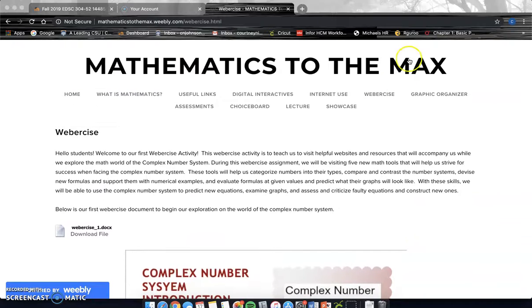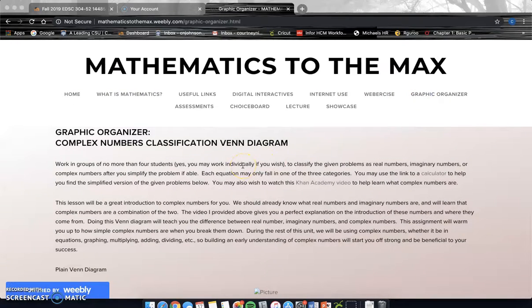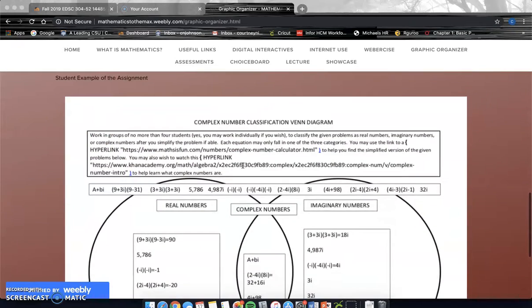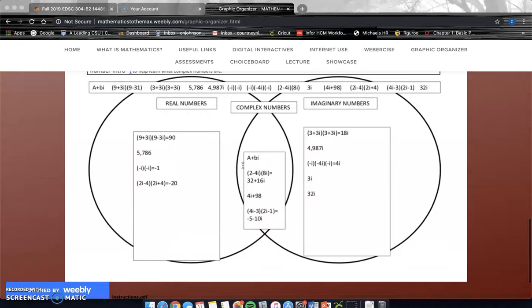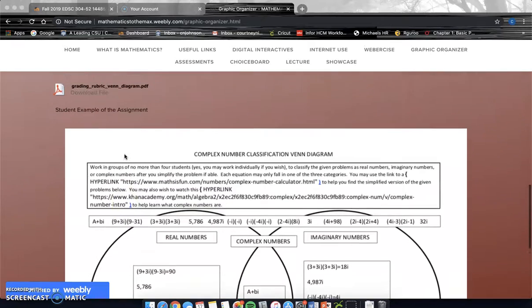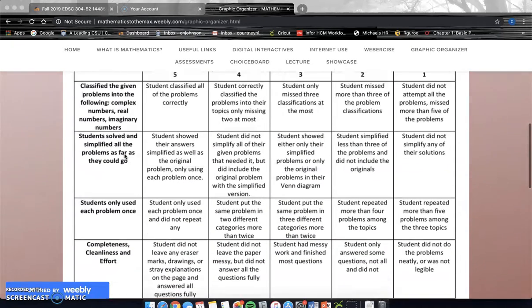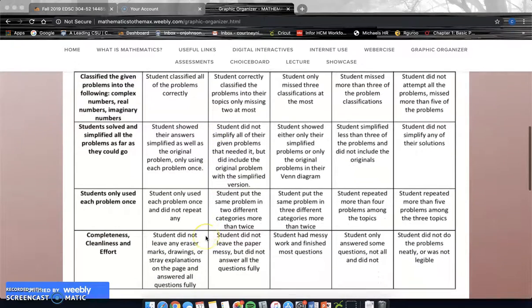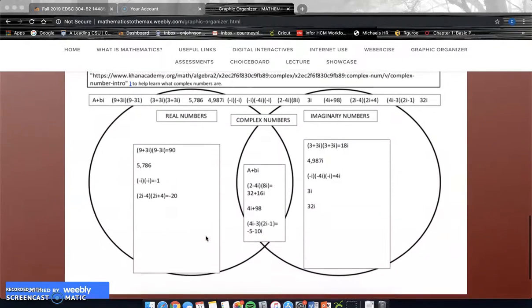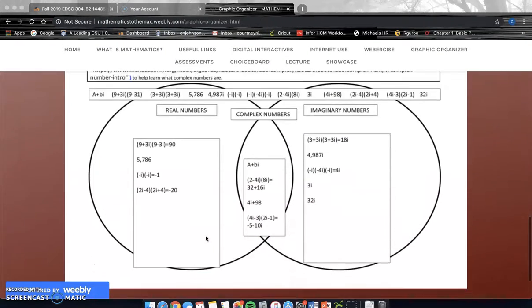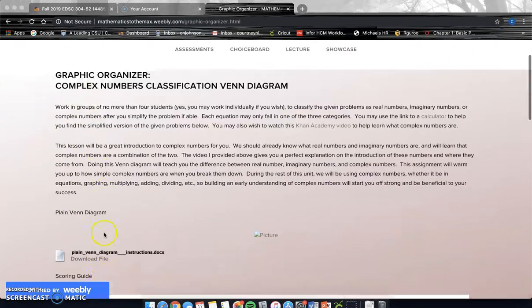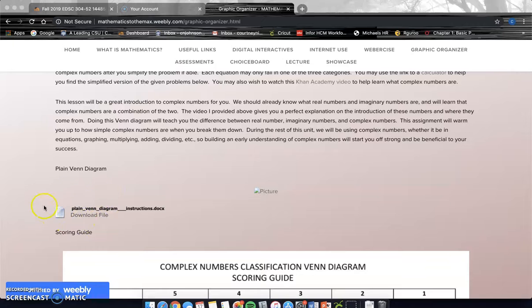Moving on to the graphic organizer page, you get to see a plain Venn diagram. So I included an image of the Venn diagram answers so students are able to go over and review at the very end, and their scoring guide rubric. So how I want students to do it, how many points they would get depending on how they did it, and then we can see here how I would like them to answer it. Of course, their work should be on a separate page. As for this, you can access the plain file, so you can attempt this yourself.